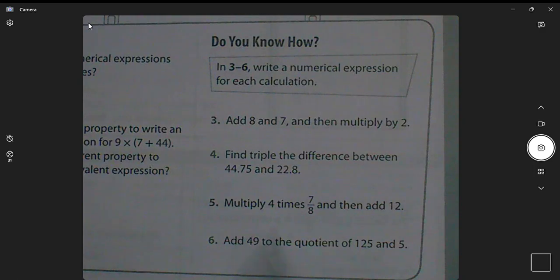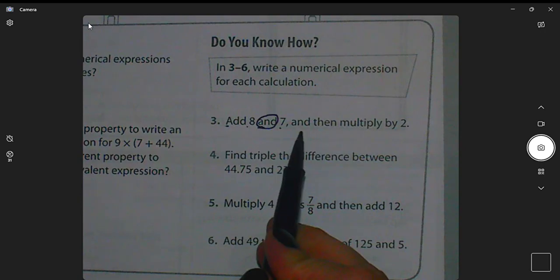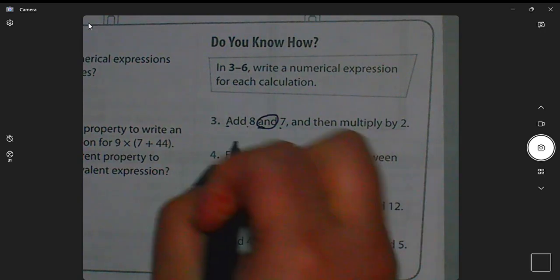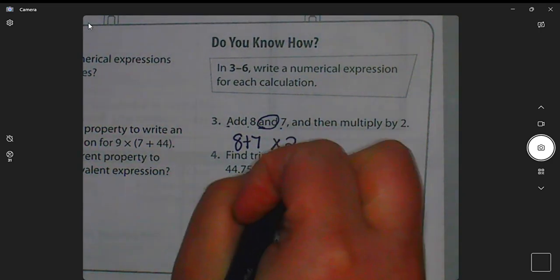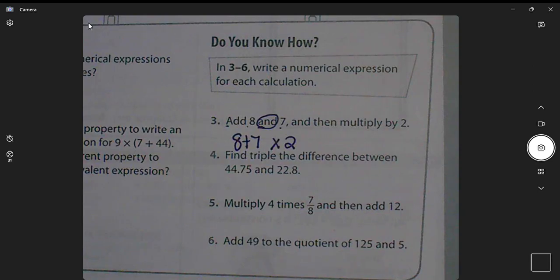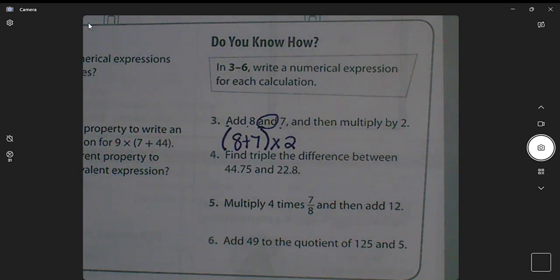Number 3, add 8 and 7, then multiply by 2. So it's telling me to add 8 and 7 and multiply by 2. Now, because it says and, this and tells me 8 and 7 are in a group. They are together. They are friends. So they're going to sit together in a group inside this parentheses to tell me that is the first step I do, and then I'll multiply by 2. Let's keep going.